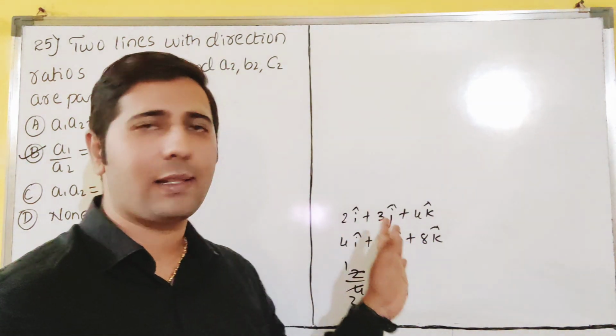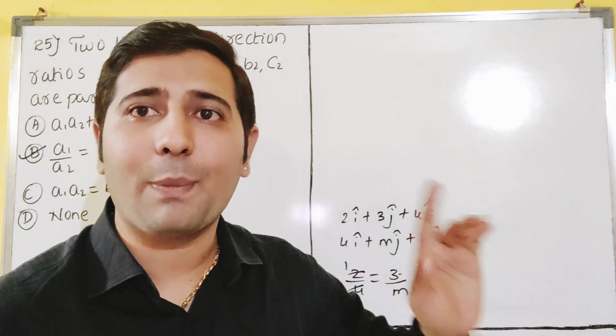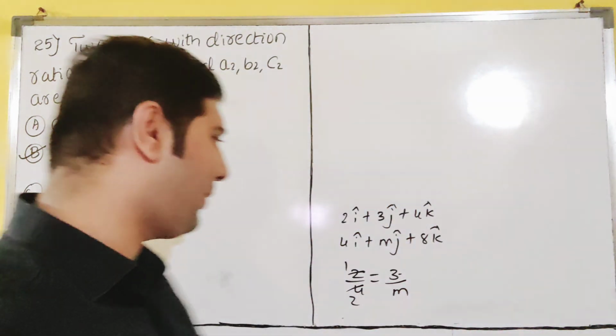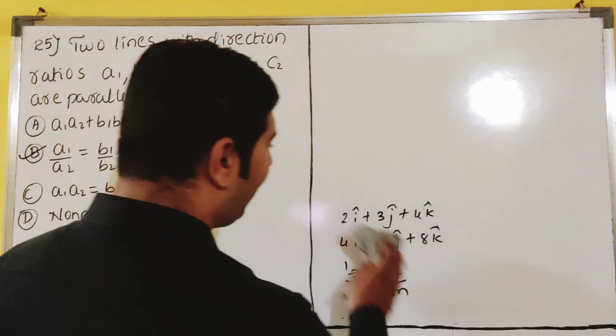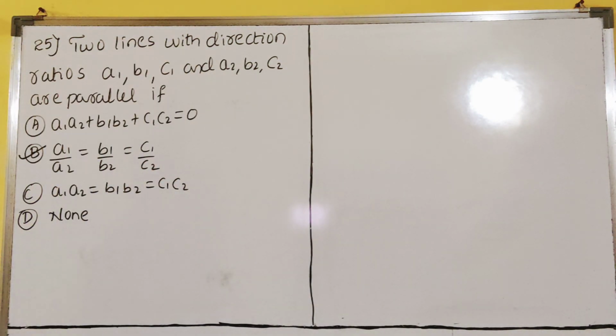They will say it with just this word: both the vectors are parallel. Parallel means proportional. Keep in mind, dear students. I will erase this. This is for my understanding purpose I had written. So please copy this. We will see the next question.